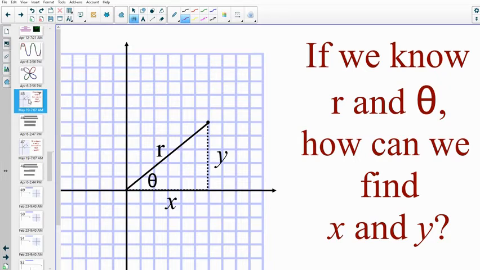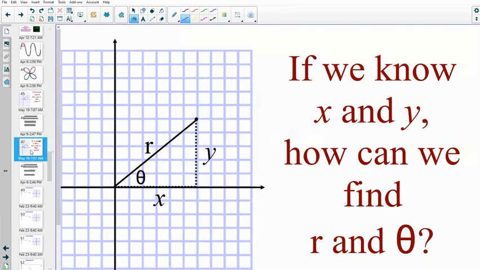So first, let's go from, actually, I'm going to change my mind. Let's go from rectangular to polar. We're comfortable. If I have x and y values, how do we find r and theta? So take a look at how I got this graph labeled. X and y, vertical and horizontal, my angle of rotation, and then r is my distance to the point.